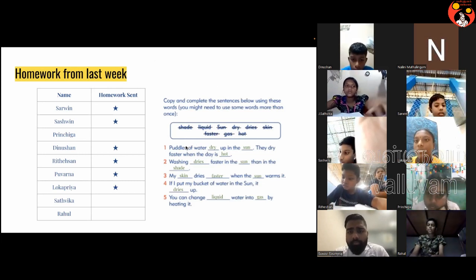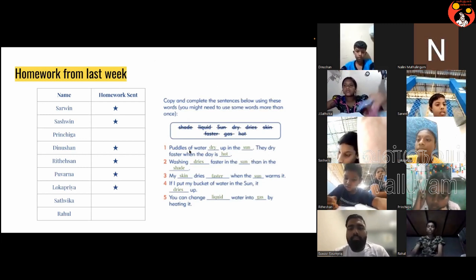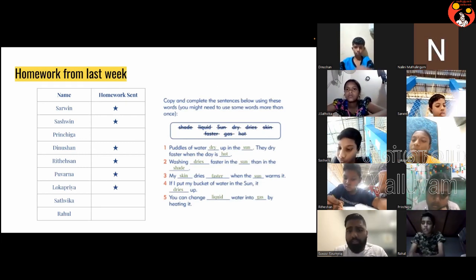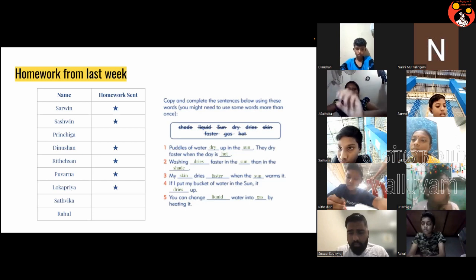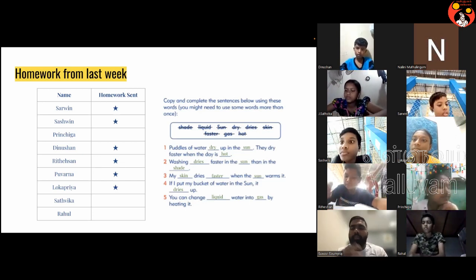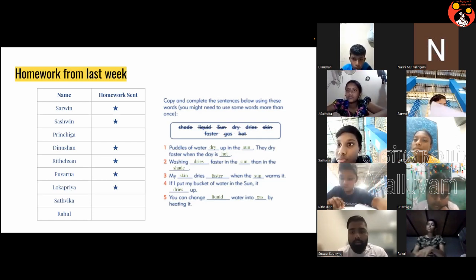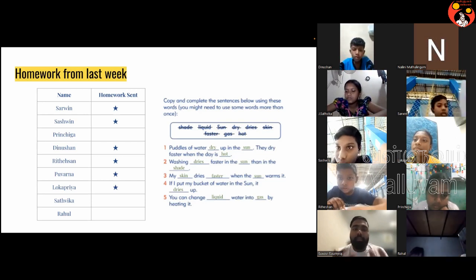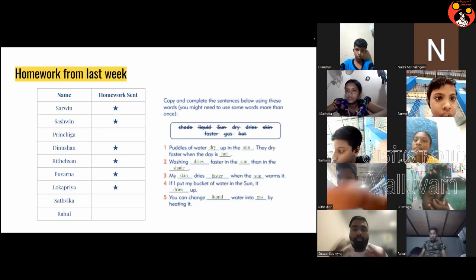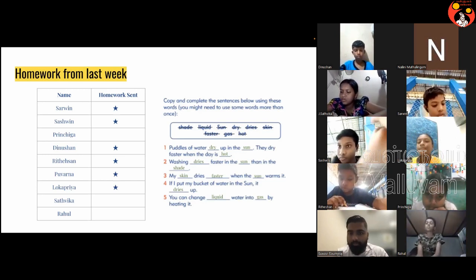So the first point is puddles of water dry up in the sun. They dry faster when the day is hot, right? So this is referring to the process of evaporation. So when you've got a puddle of water, that water evaporates, becomes a gas due to the heat from the sun. And that speed of evaporation increases when the level of heat is higher, right? So when it's hot, it dries faster.